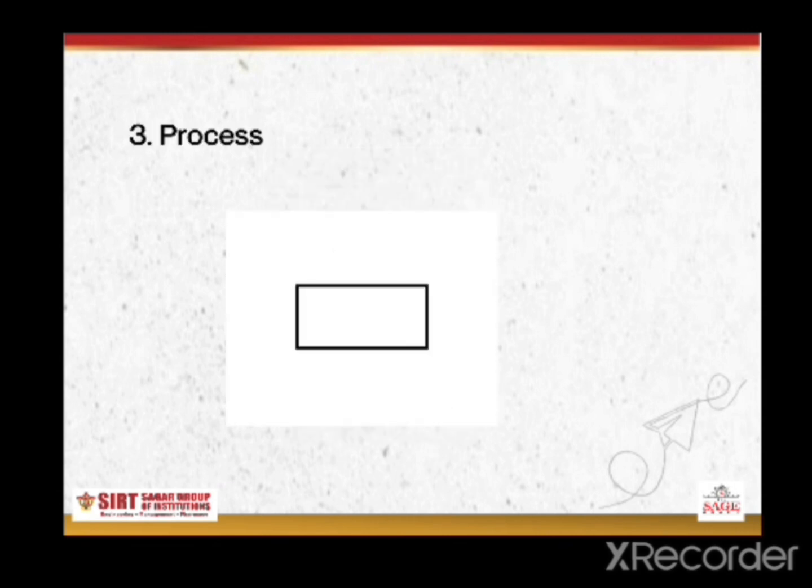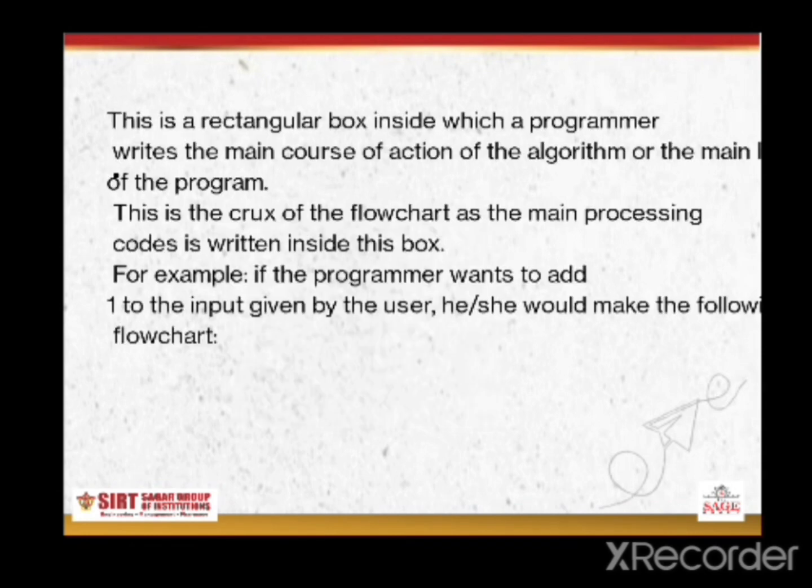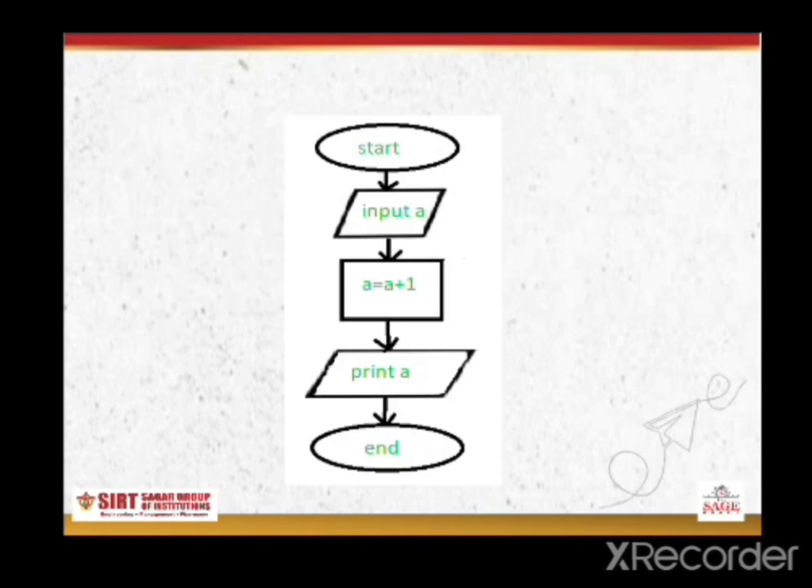This is called the process symbol, in which whenever we want to represent any process, we can use a rectangle. Inside this rectangle box, the programmer writes the main course of action of the algorithm or main program. If the programmer wants to add 1 to the input given by the user, she would make the following flowchart. Whenever we want to add numbers, we can use this type of flowchart. For start and end, we use the oval; for input and output, the parallelogram; and for the process, the rectangle.